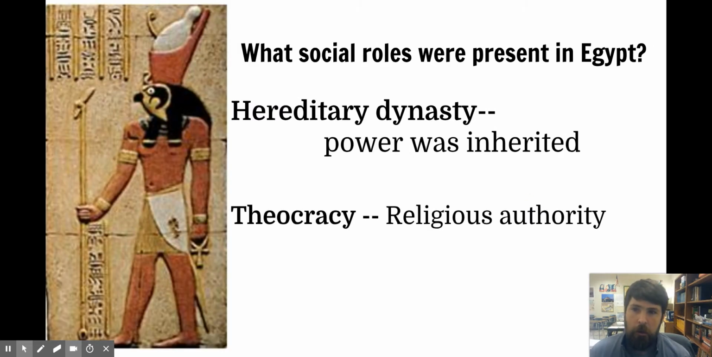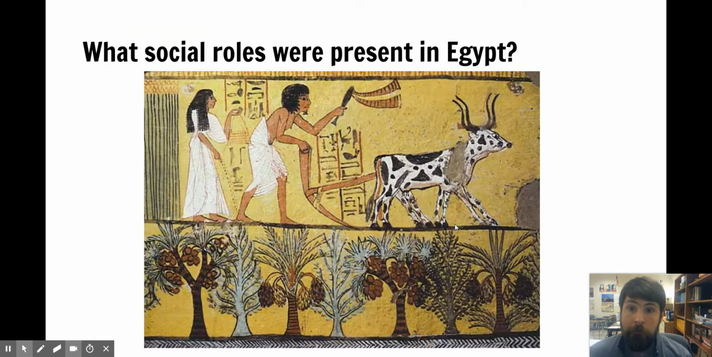Getting back to the theocracy thing, because the pharaoh was supposed to be the son of the god Horus, who you see pictured here. So pharaohs had religious authority. People listened to them because they believed that they had religious power.